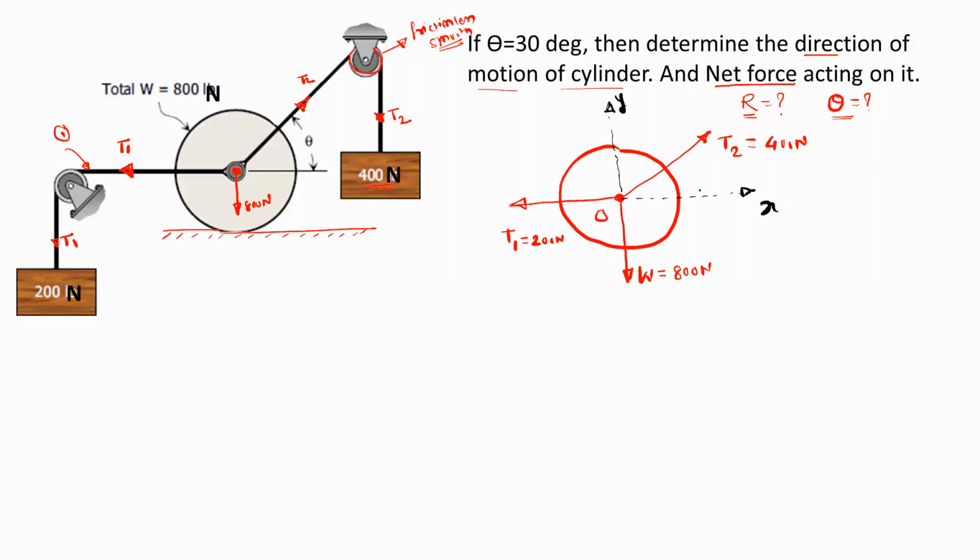So now we can resolve the forces. You can resolve T2, or 400 Newton. You can select any point along this line of action. So this is the vertical component, and this is the horizontal component. This angle theta is given as 30 degrees, so this angle will be the same, 30 degrees. So the x component will be 400.